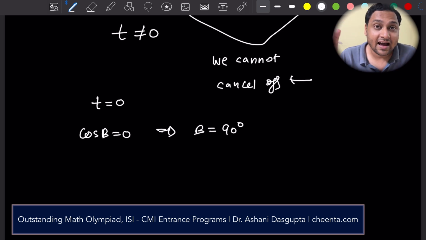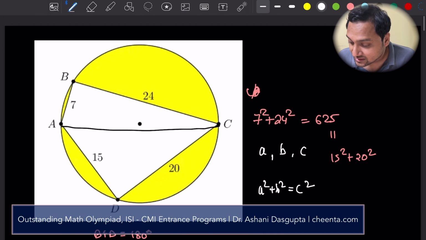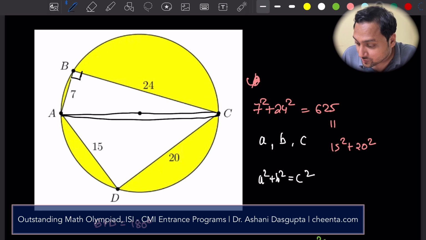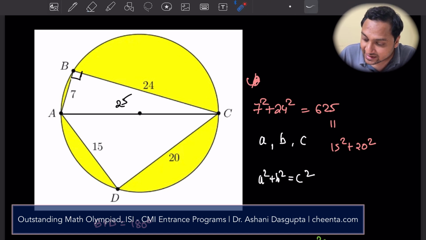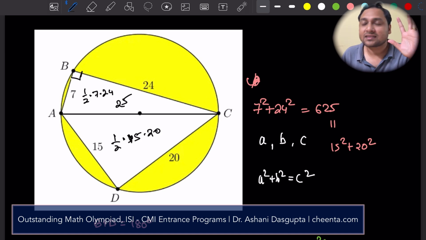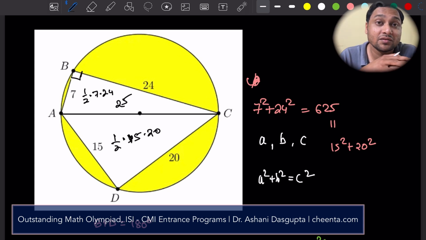We found the fact that angle B is 90 degrees, so angle D is also 90 degrees. Therefore, this is an angle in the semicircle. Therefore, AC must pass through the center point, and it's 25. And you can now calculate the area of the entire circle, and you can calculate the area of this triangle and this triangle. So this is simply half of 7 times 24. This is half of 15 times 20. So you can add them up and subtract it from the circle's area, which you know because you know the diameter is 25. Can you give me the final answer in the comment section?